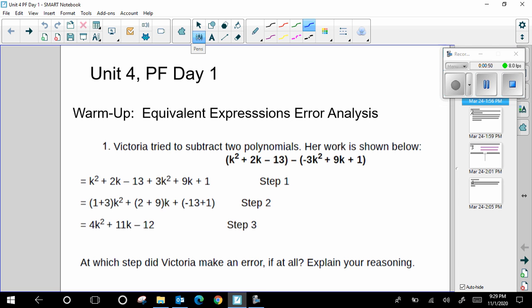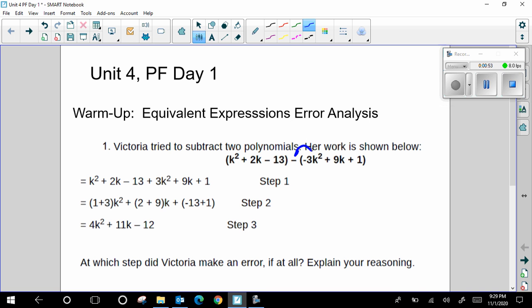If you recall from Algebra 1, the first thing you have to do here is distribute the negative sign because we're subtracting the polynomials. So we would rewrite and have k squared plus 2k minus 13. And then minus a negative 3 is going to be plus 3k squared. Minus a positive 9 is minus 9k. And minus 1 at the end. Okay, so step 2.